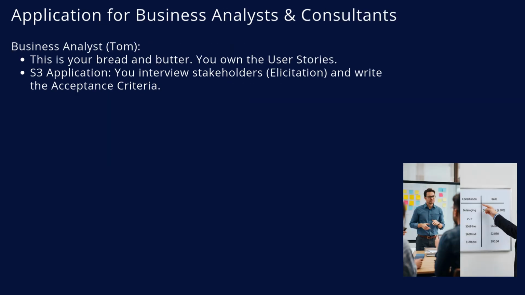Now, let's look at how this applies to your specific roles. For Tom, our business analyst, and Aisha, our consultant, S3 is your primary domain. Tom, you own the user stories. Your application of this skill involves interviewing stakeholders, elicitation, and then writing the detailed acceptance criteria that tells the developers exactly when a task is done.